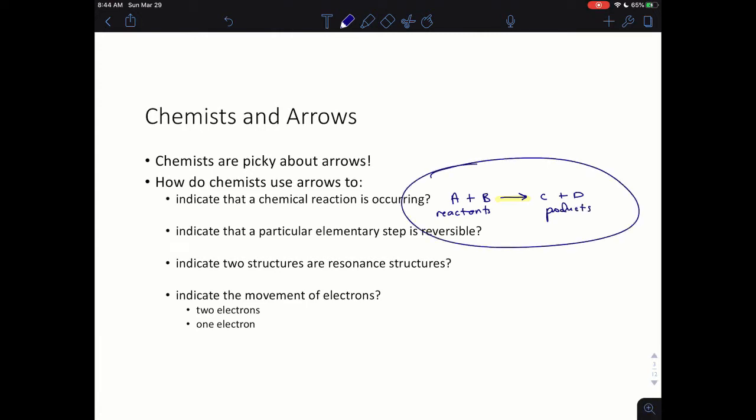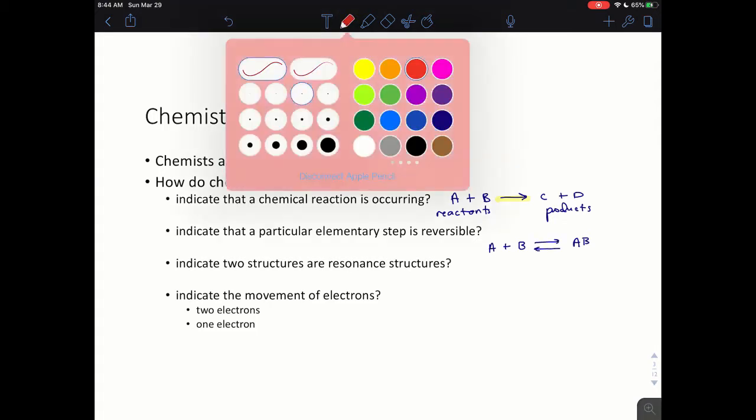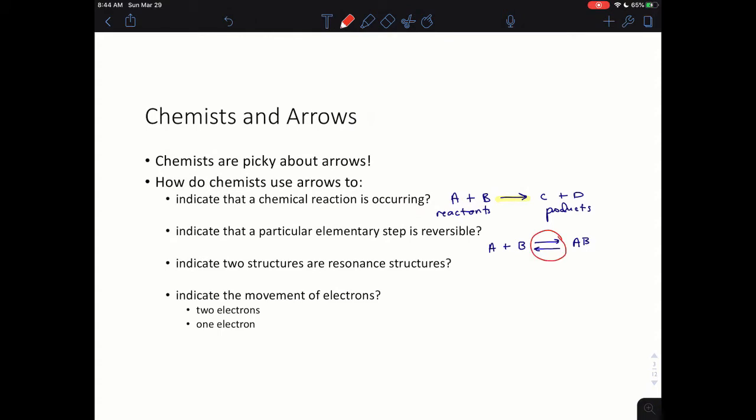Now, within this reaction, there maybe are several elementary steps. What if one elementary step is reversible? What if A and B come together and they make AB, but AB could go backwards and make A plus B? Well, that would be called equilibrium, and these arrows indicate an equilibrium. These arrows and only these arrows indicate equilibrium.